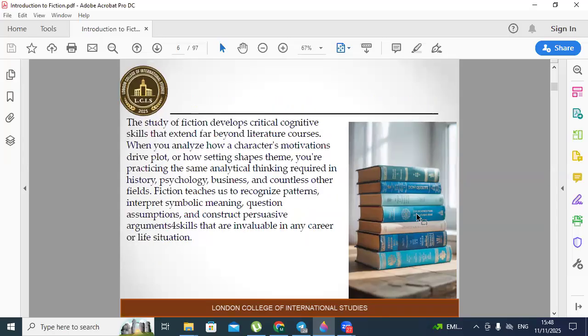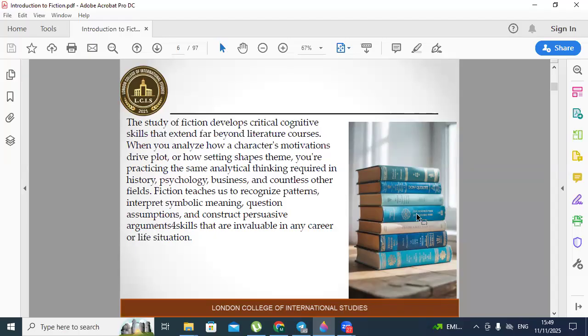Now let's look at how the study of fiction develops critical cognitive skills. Fiction study involves critical cognitive skills extending far beyond literature courses. When you analyze how a character's motivations drive plot, you're practicing causal reasoning. When you interpret symbolic meaning in settings, you're recognizing how surface details point toward deeper significance.